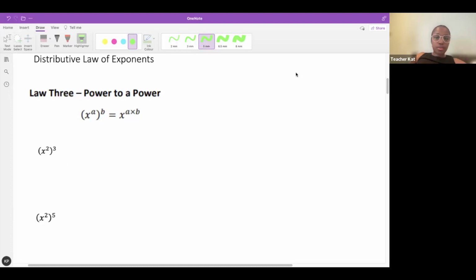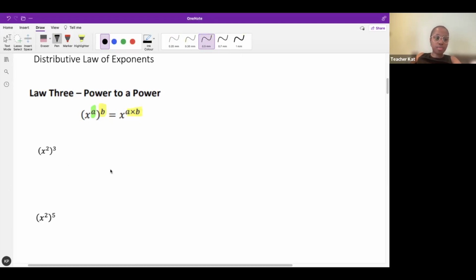Okay. So power to a power means exactly that. You take a power and you raise it to another power. And in that case, you will be multiplying your exponents. So if I have x to the power of a and I raise it to another power of b, I will then multiply my exponents.